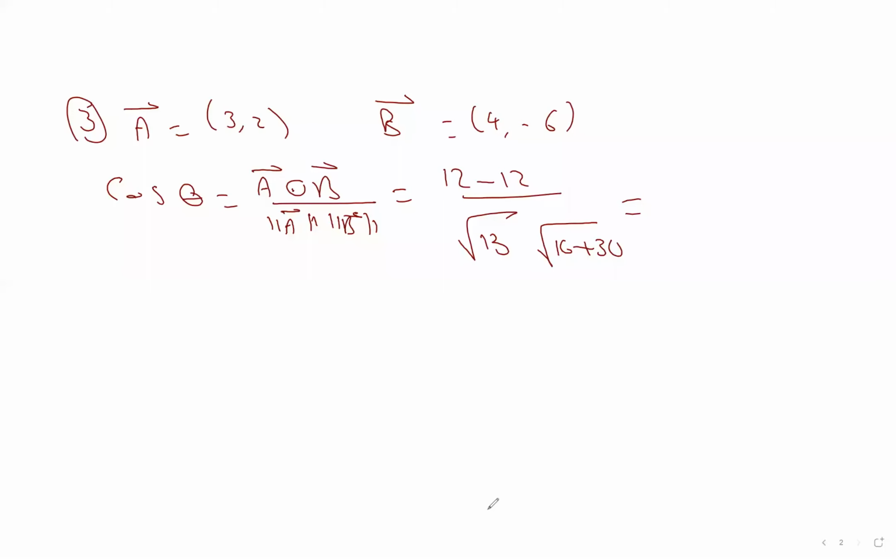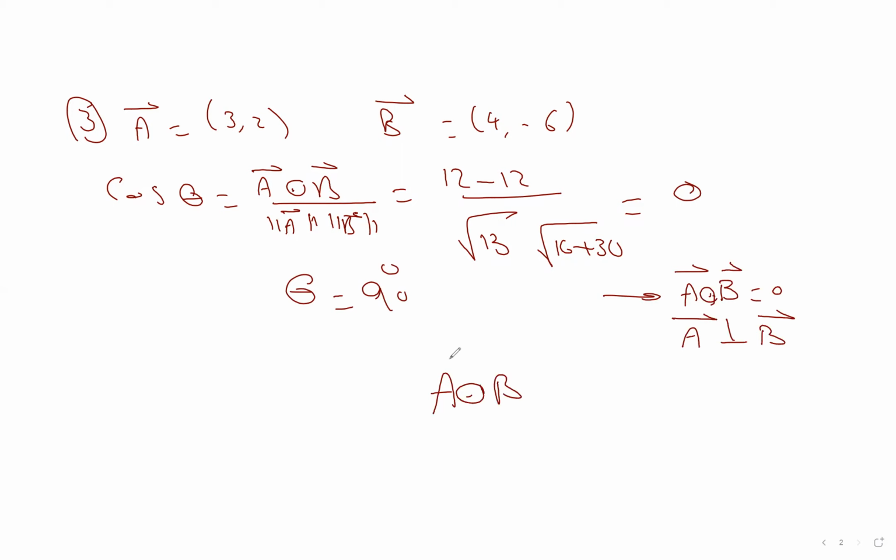Again, if vector A is (3, 2) and vector B is (4, -6), find the cosine. It will be 0. Then theta equals 90 degrees. In this case, A dot B equals 0, then A is perpendicular to B. So we have 3 cases here. If A dot B is positive, 0, or negative. Positive, then theta is acute.